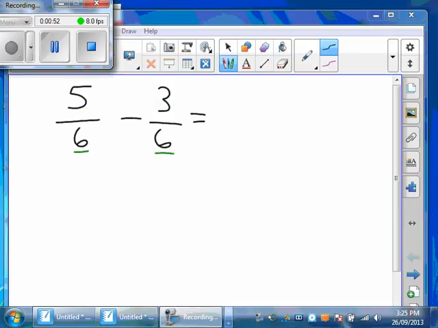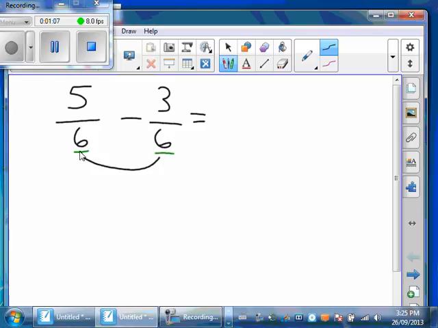All right, so what we have here is 5/6 take away 3/6. No problem. The important thing to remember when adding or subtracting fractions is that you do not subtract or add the denominators. They stay the same no matter what. So to make things simple, I always just go in and write in 6 right there on the bottom, or whatever the denominator is. It's the first thing I do so that I don't make any mistakes.